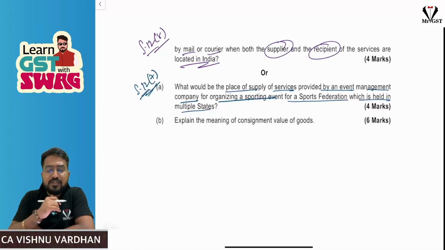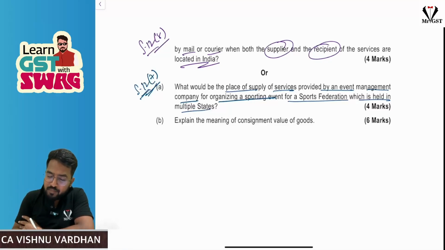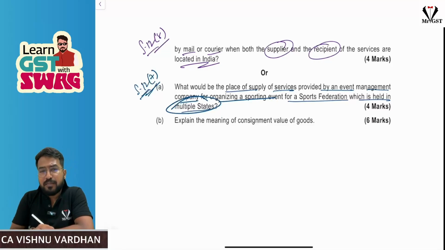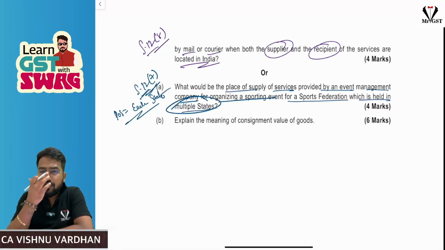So now the point is, what is the place of supply when the event is organized? If the recipient is registered, the registered address. If the recipient is unregistered, where the event is actually held. But if the event is held outside India, the location of the recipient will be taken as the place of supply. But here the point is, when the event is happening in multiple states and we are organizing that, the place of supply will be each such state. And the value will be apportioned, if you remember, as per the agreement, the contract or the terms and conditions agreed between the event organizer and the customer.